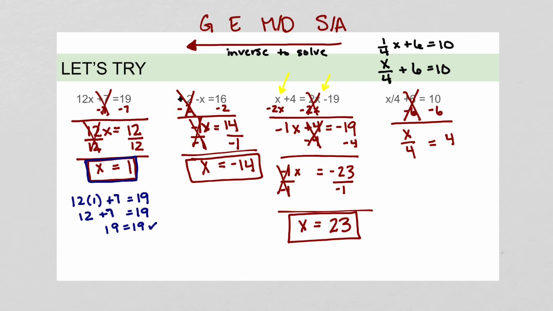And now the only thing left is that x is divided by 4, which is good because that's the next thing on my list to check for, multiplication and division. So to get rid of divided by 4, I'm going to multiply both sides by 4. So if I divide something by 4 and multiply by 4, it basically undoes it. On the left side, I still have x. I still have an equal sign. And on the right side, I have positive 4 times positive 4, which gives me 16.